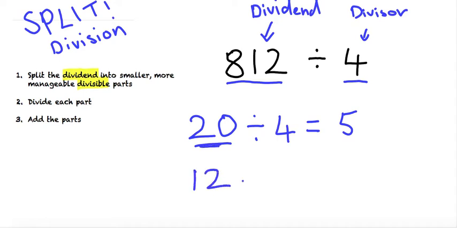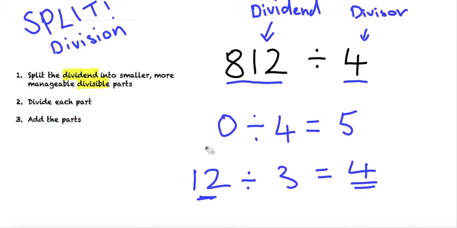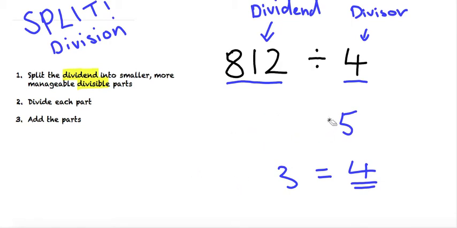12 is divisible by 3 because 12 can be shared equally among 3, and each group will get 4. So 12, therefore, is divisible by 3. So a number is divisible if it can be shared equally. All right? So let's have a look at step number 1 again, now that we understand some of that language.